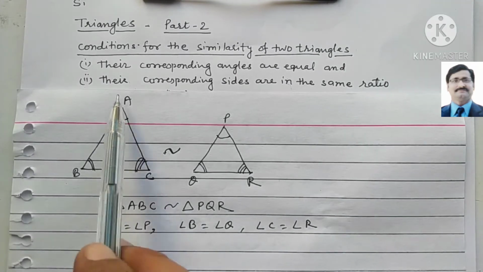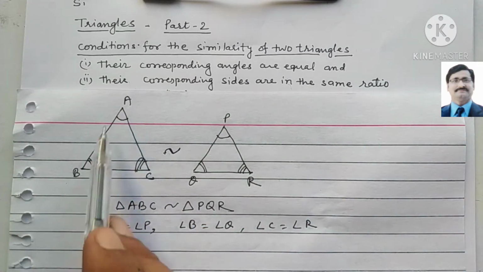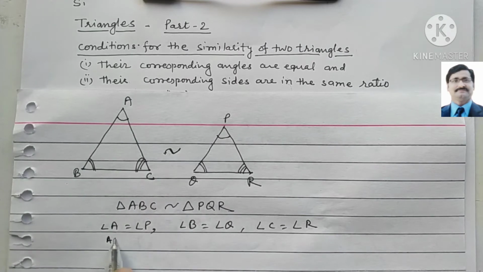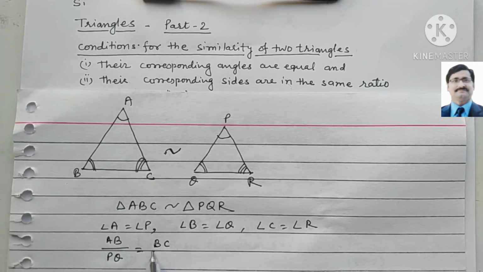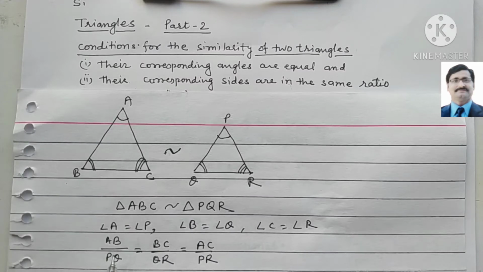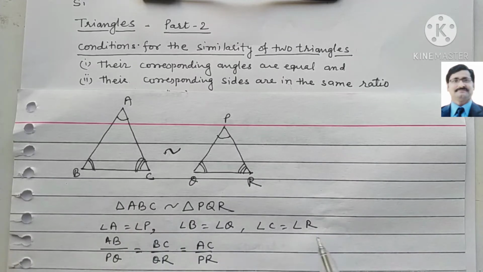The second rule is that the corresponding sides are in the same ratio. Corresponding sides mean we have AB upon PQ, BC upon QR, and AC upon PR. So these three corresponding sides are in the same ratio. These are the rules for the similarity of triangles. I think all of you understand this.